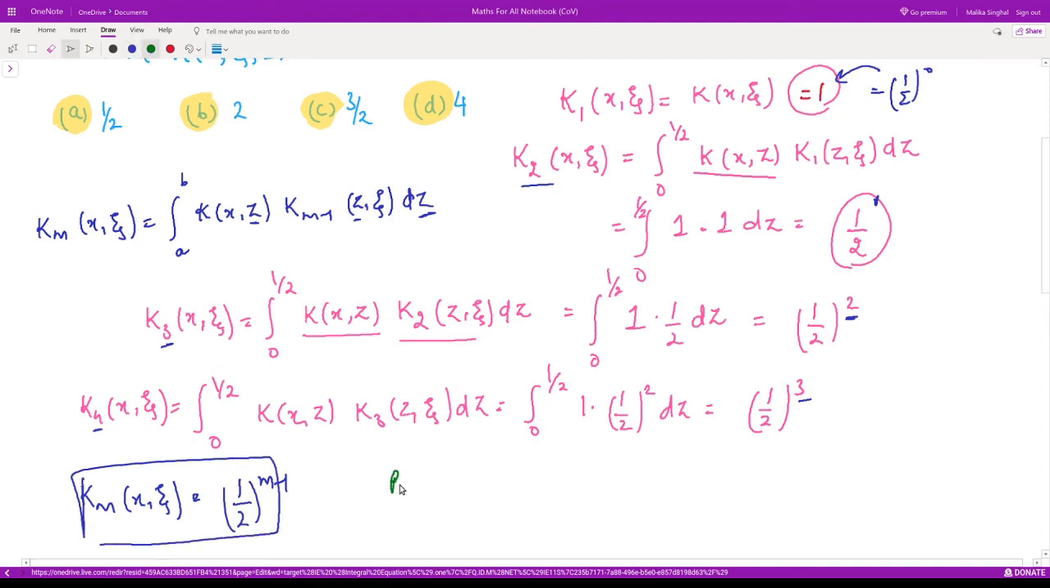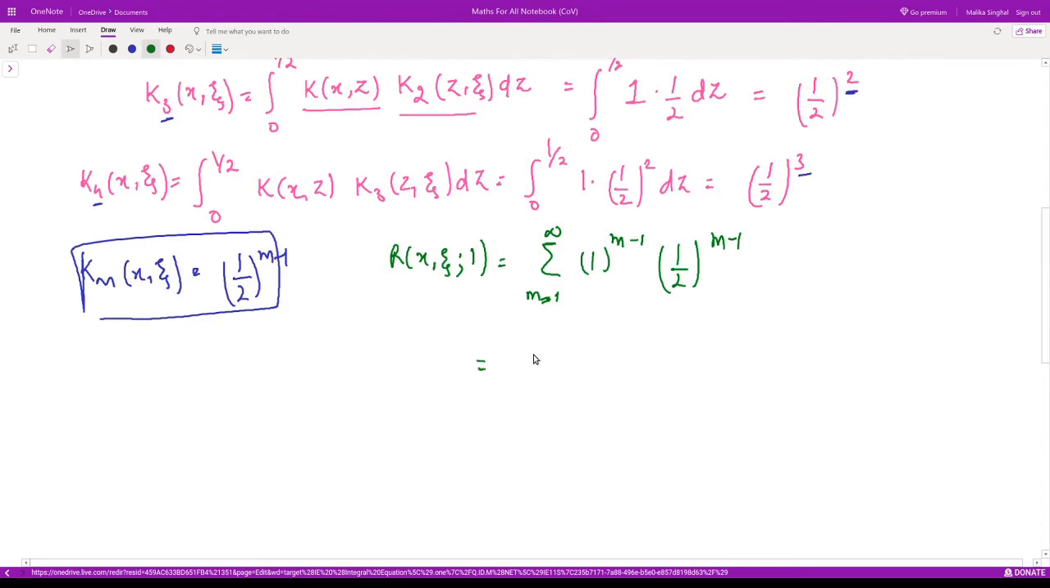So what is the value of the resolvent kernel R(x, xi; 1)? This is equal to summation m varies from 1 to infinity of 1 raised to power m minus 1, which is simply 1, and this is 1 by 2 raised to power m minus 1. So let us solve this. When I put m equal to 1, it would be 1 plus 1 by 2 plus 1 by 2 raised to power 2 plus 1 by 2 raised to power 3 plus so on. This is an infinite geometric series.